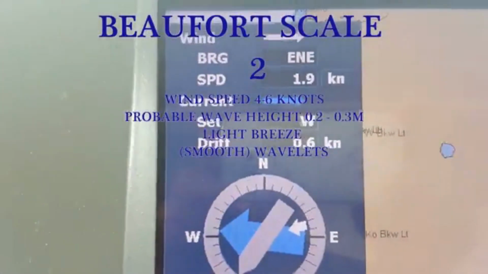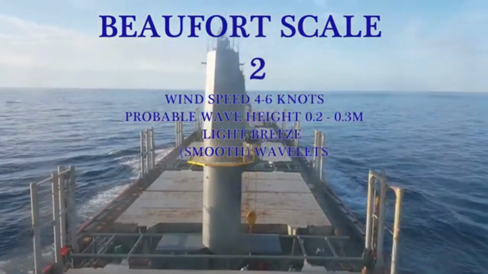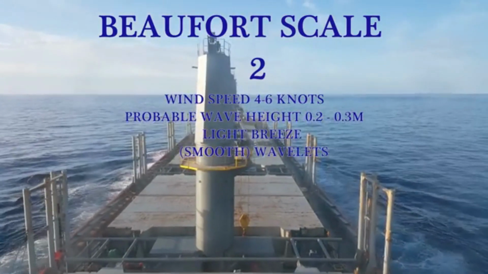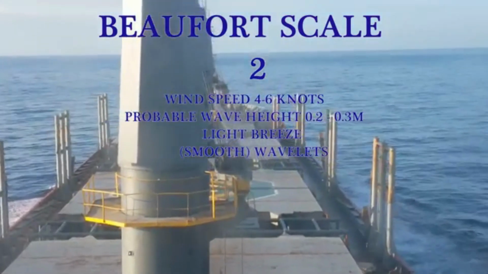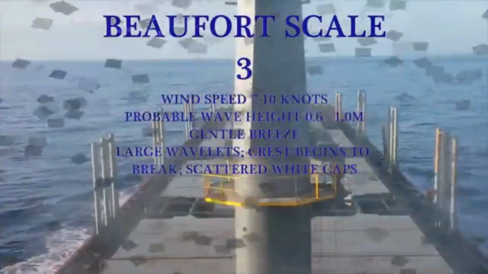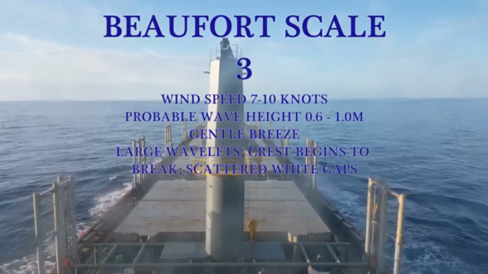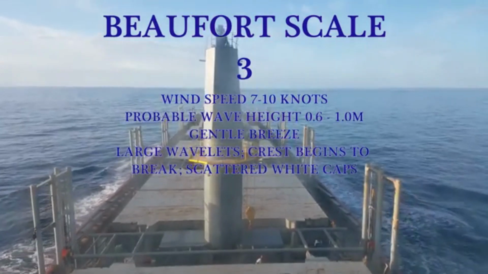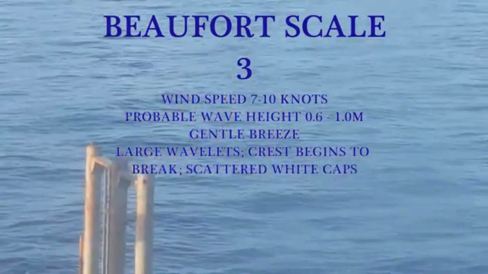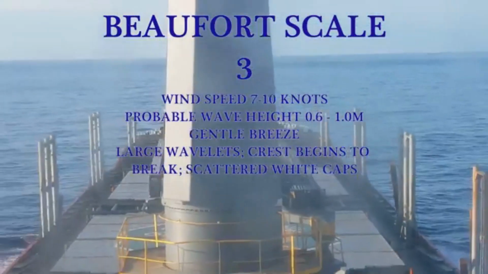Beaufort 2. Wave height 0.2 meters. State of the sea, wavelets. Here there are small wavelets, still short, but more pronounced. The wave crests have a glassy appearance and do not break. Beaufort 3. Wave height 0.6 meters. State of the sea, large wavelets. Here crests begin to break. There is foam of glassy appearance, perhaps scattered white horses.